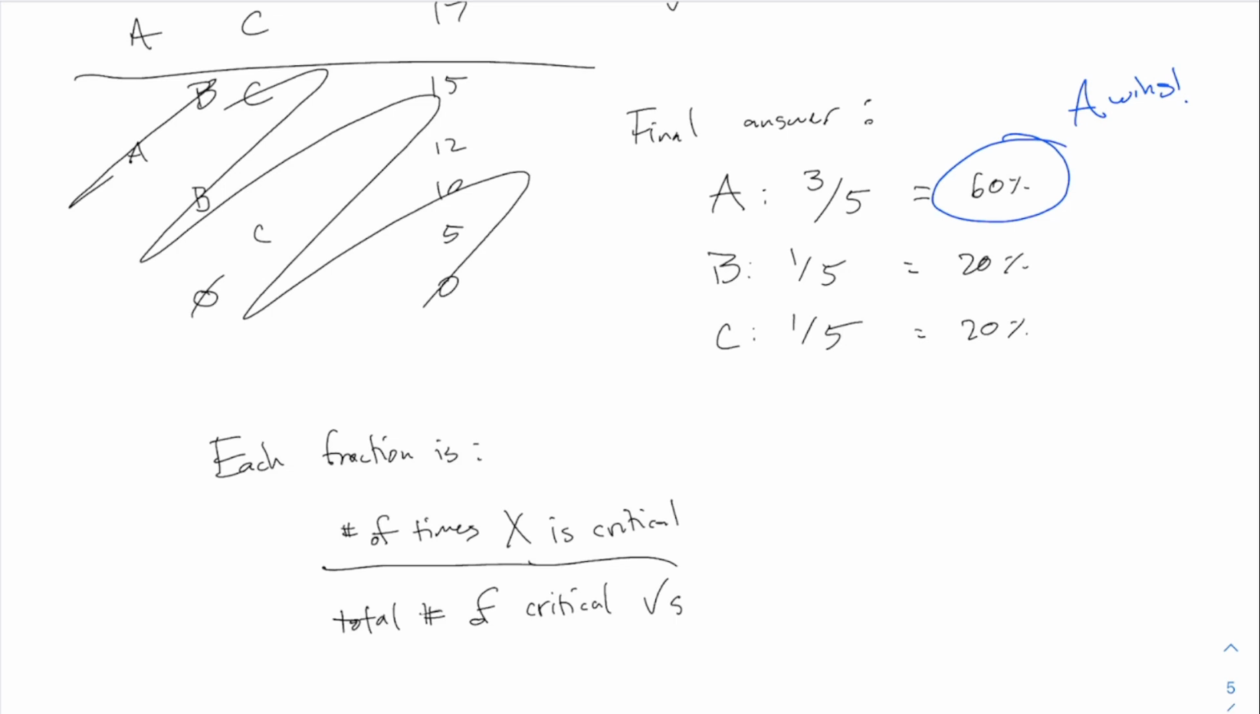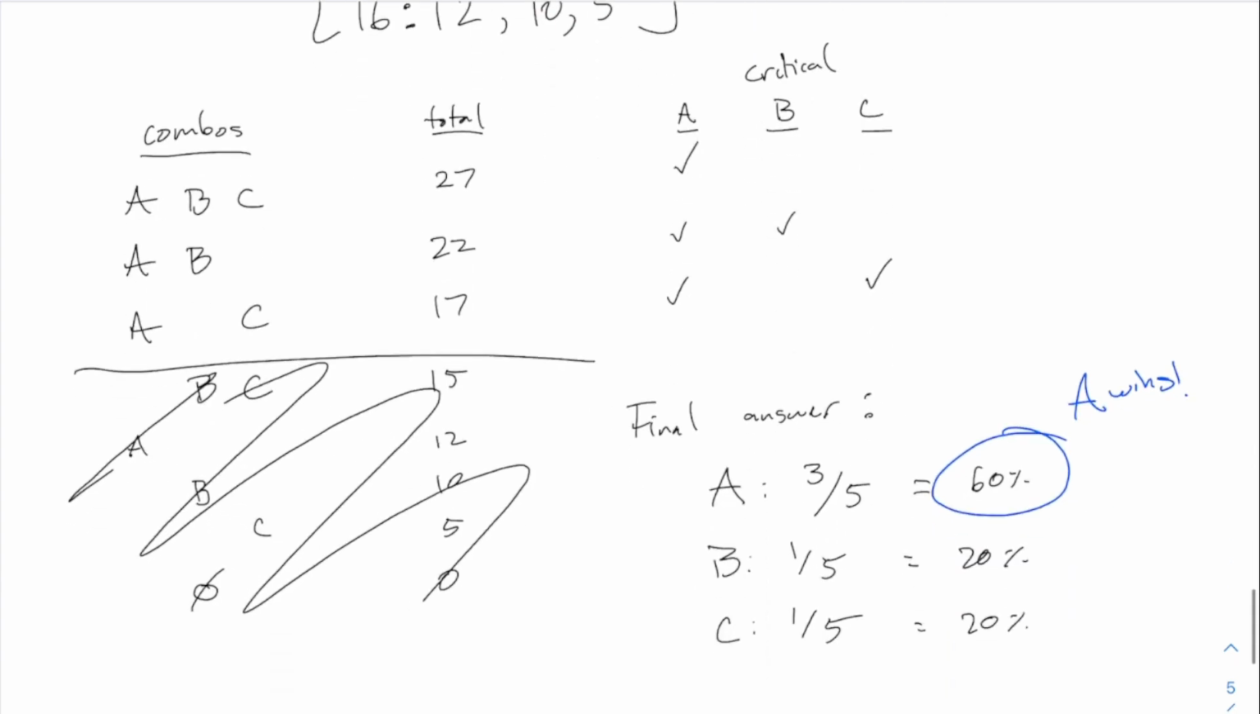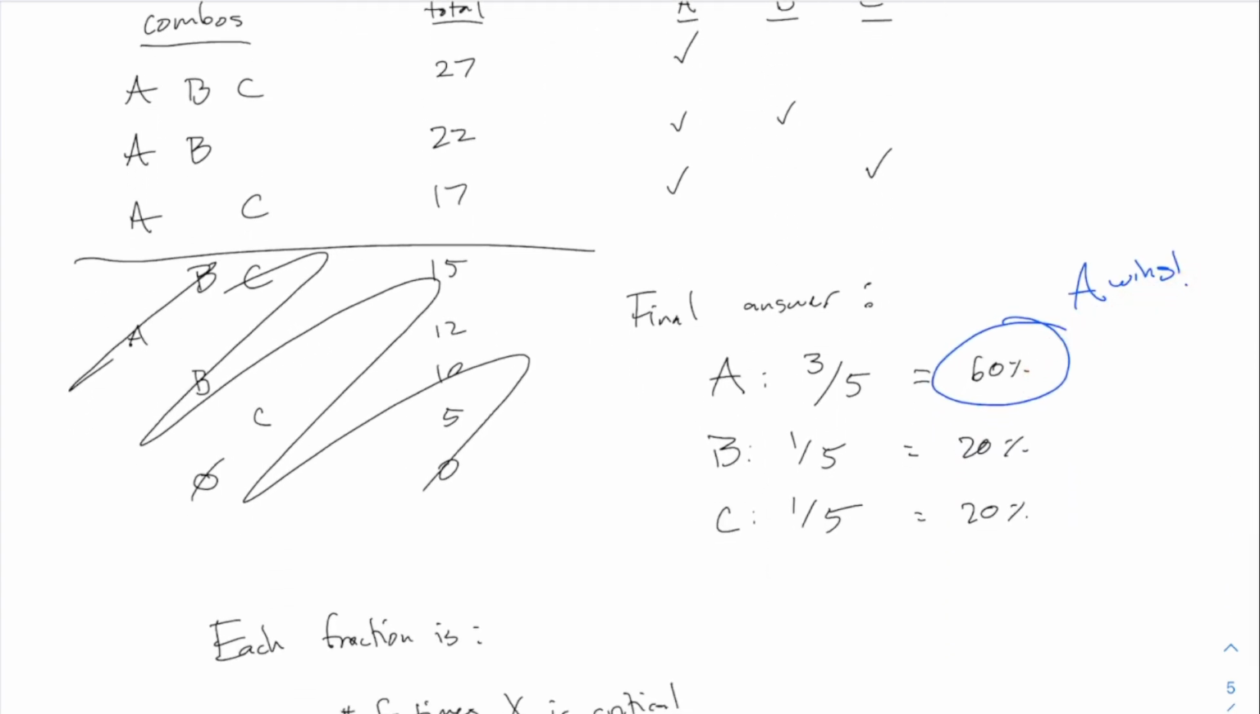So what this means is that in this system, A has 60% of the power, B has 20%, and C has 20%. So that doesn't mean A is the winner. It just means they have more power than the others, which you already knew by looking at the numbers. You can say that, I guess, but that's not the point of these systems.